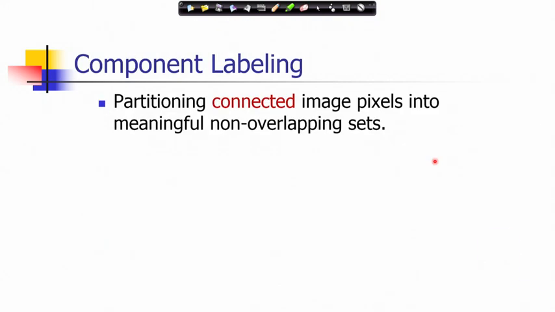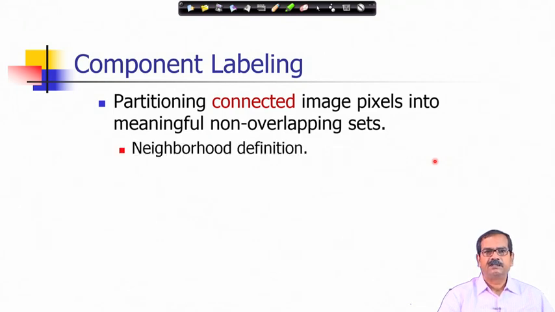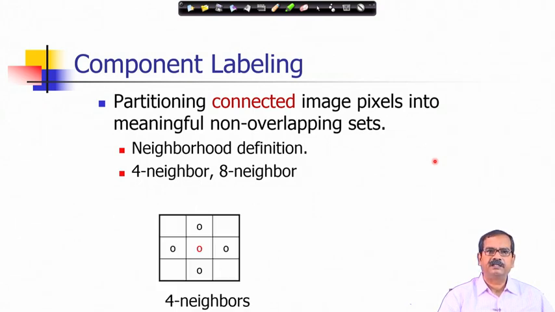One of the tasks of segmentation, even after grouping the pixels into different intervals, still remains, and that is called component labeling. In this case, we need to also partition the image pixels in the plane itself. So, it is grouping connected image pixels into meaningful non-overlapping sets. That is our objective. There we can use various neighborhood definitions to define this connectedness. For example, we can consider the 4 neighborhood definition or the 8 neighborhood definition.